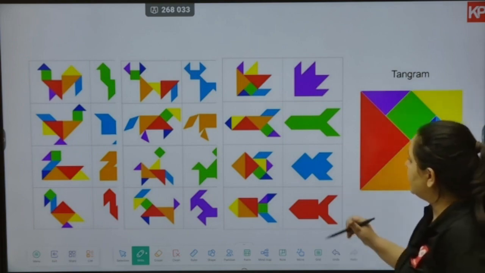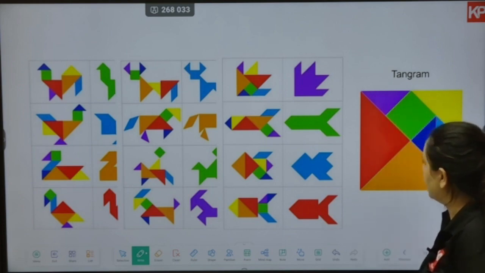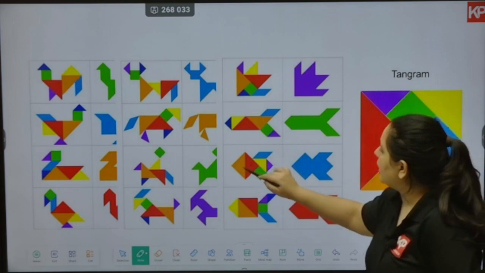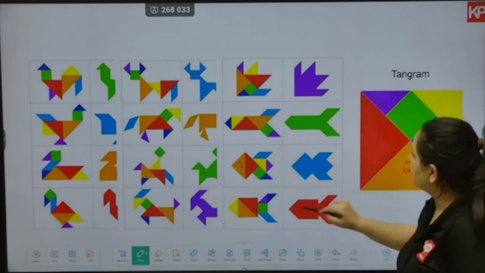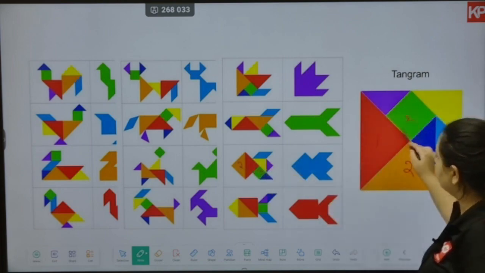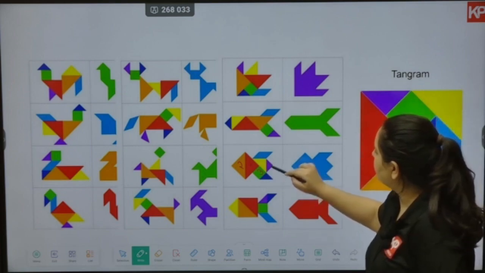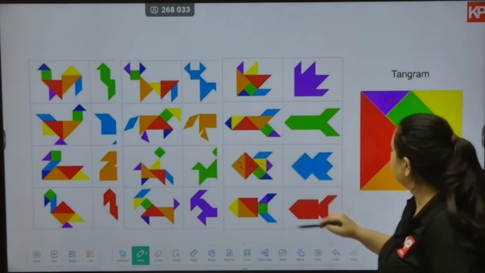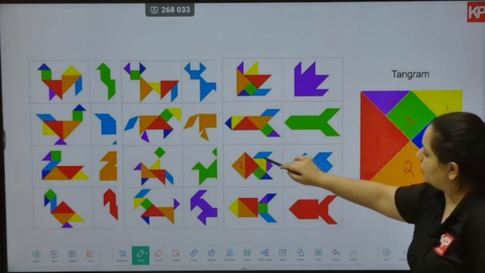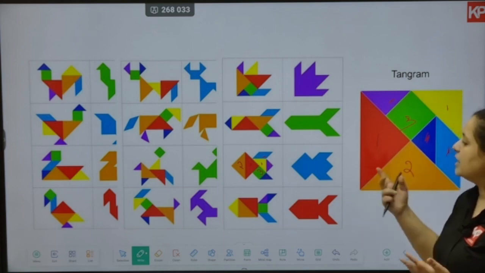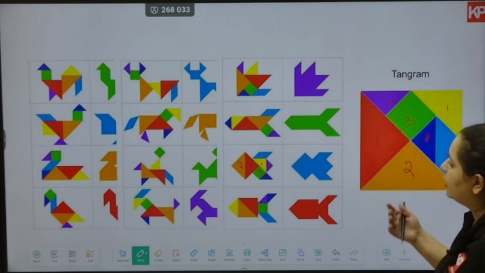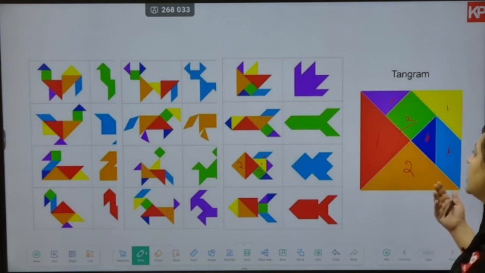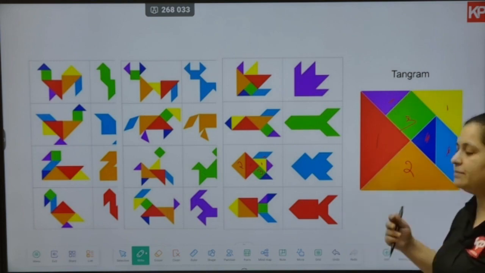For example, let's check what is happening in this particular square. There is a big triangle, another big triangle, there is a square, there are two smaller triangles, there is a medium triangle, and there is a parallelogram. With the help of all these shapes, another shape has been formed. For example, you can make a duck, you can make a goat, you can make a fish, you can make a horse, you can make n number of shapes with this.